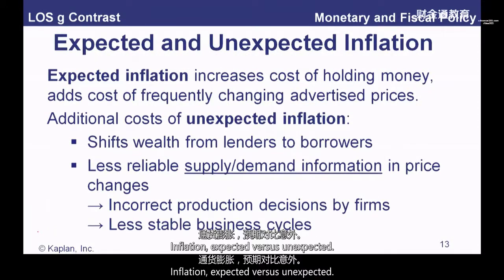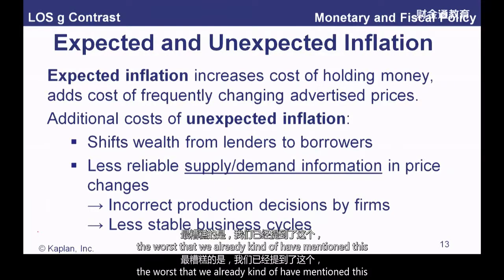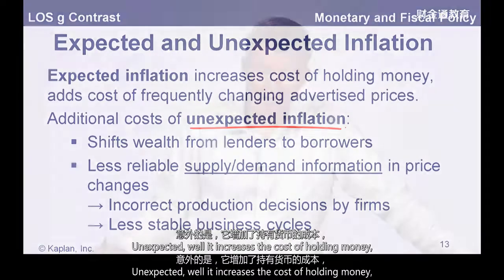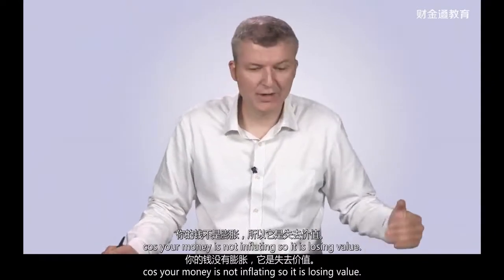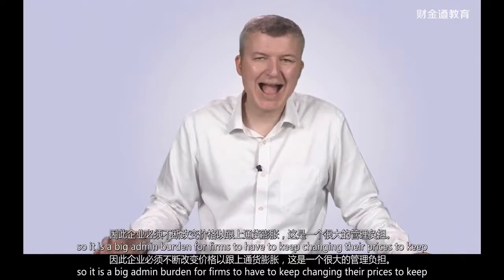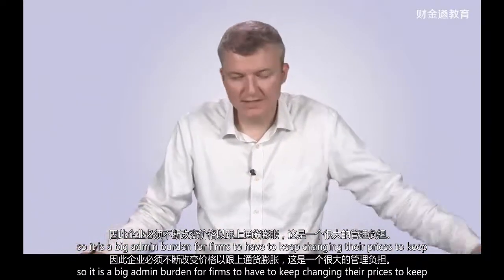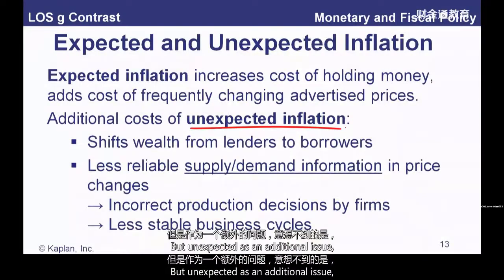Inflation, expected versus unexpected. We just need to define the two. The worst, and we've already kind of mentioned this in the Fisher effect, is unexpected. Expected inflation increases the cost of holding money because your money is not inflating, so it's losing value, and adds the cost of frequently changing advertised prices. So it's just a big admin burden for firms to have to keep changing their prices to keep up with inflation. But unexpected adds additional issues.